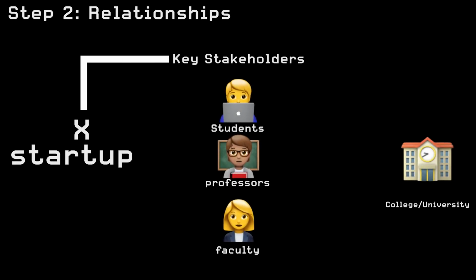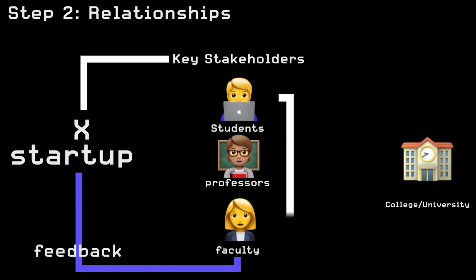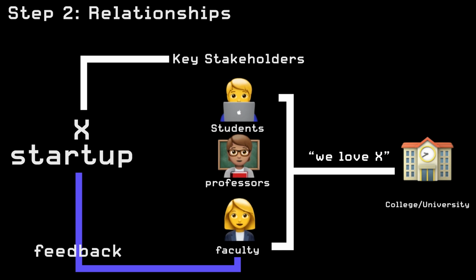Step 2. Relationships. Building relationships with key stakeholders such as faculty and professors helps the startup to not only gain insight into their needs, but also have someone vouch for them when they are ready to pitch the product to the college administrators. If you're already in college, it would help to talk to your advisors or professors. If you went to college before, it would help reaching out to people in college if you're targeting professors or students.